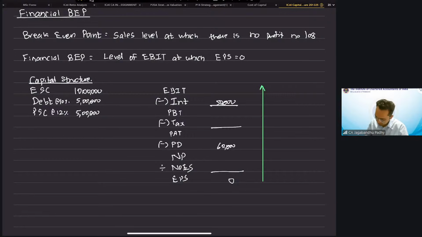So can you just do the reverse calculation and arrive at that EBIT which can give us the EPS of 0? Just think of it. Just do the reverse calculation, guys. Try to give it a shot. Do the reverse calculation and arrive at EBIT, guys.